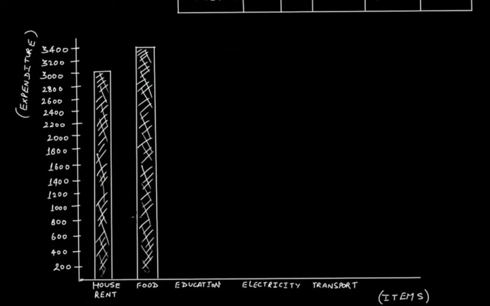Okay, then for education it is 800. So for education it's 800. I'm again repeating, I have drawn this line so that I could draw these bars accurately, and you need not draw this line if you have the scale, right? So this is 800.